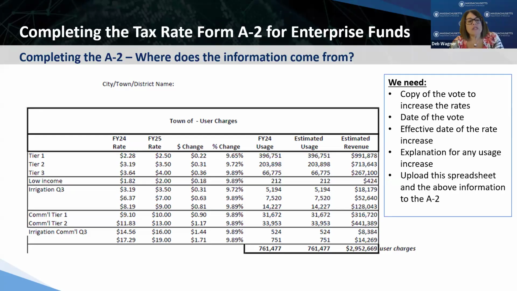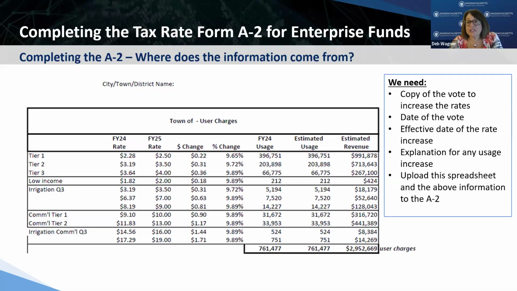And what we're going to look for on this is, okay, what's the old rate? And this happens to be for 25, but it works the same way. What's the old rate? What's the new rate? What's the dollar change and the percent change? And then you can put the fiscal 24 actual usage and the estimated usage for the current year. And all of that maths out, we joke around and use that expression, maths out to an estimated revenue number.